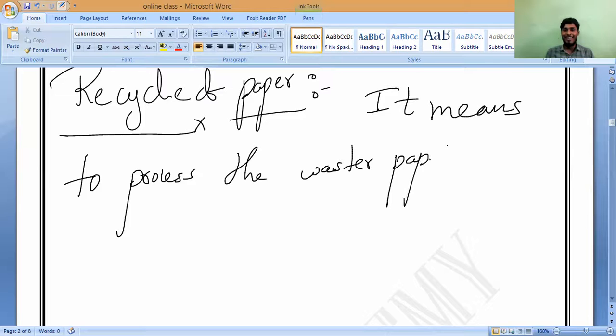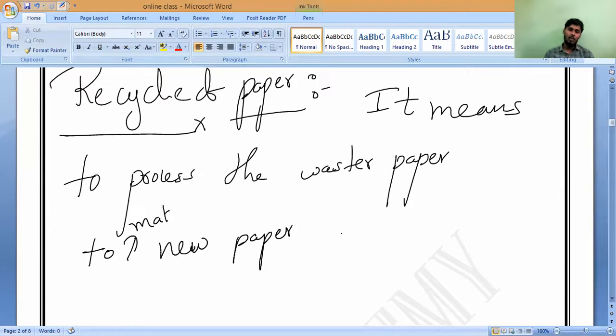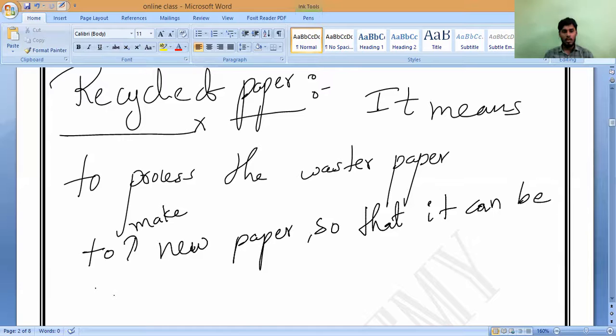To process the waste paper to what? Recycling waste paper to a new paper so that it can be used again, to make new paper so that it can be used again. Do you understand that?